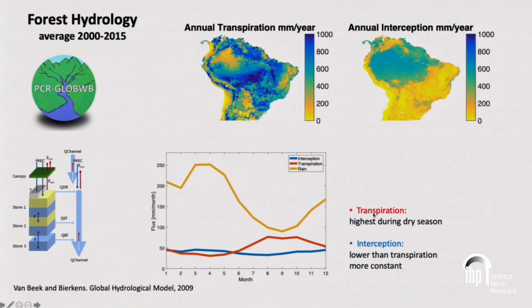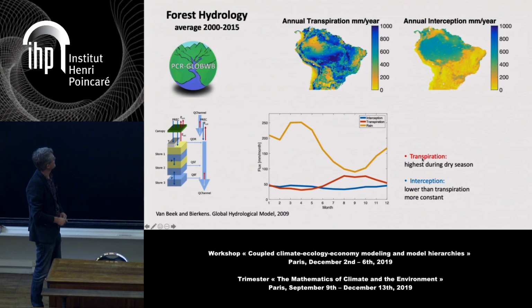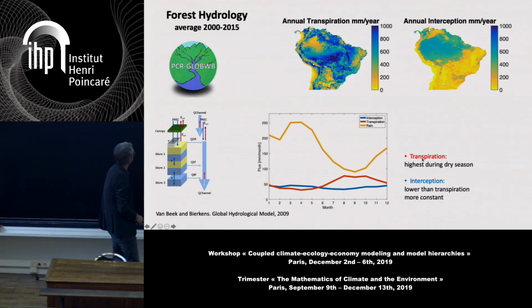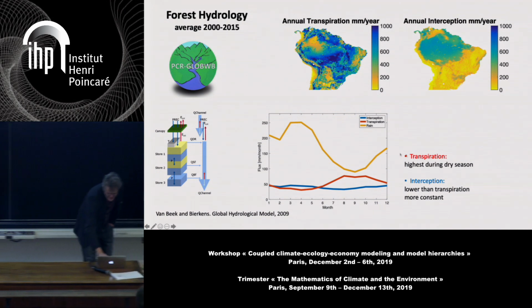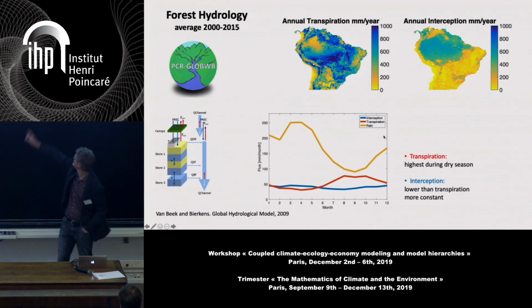And this is more or less the dynamics, the seasonality of the climate in the Amazon. So on the top end we have the precipitation. In, let's say, August, September, October we have the dry season, and then about 100 millimeters of rain is still falling per month. And what we do see is that the transpiration is getting quite big during the dry season. Together with the interception flux, it is higher than the rain during the dry season.